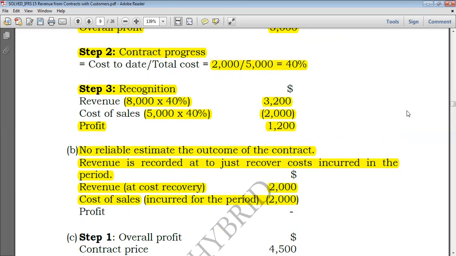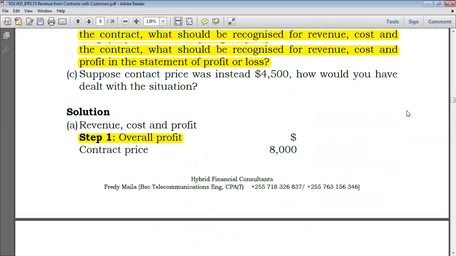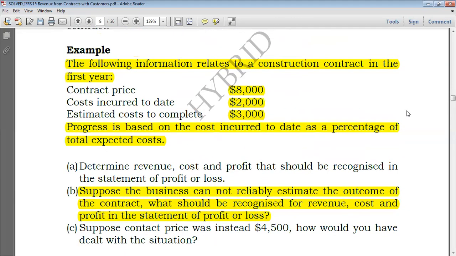So you have to be very careful when you meet something like that. All right, and now let's go to the last point here. C. Suppose the contract price, or maybe we can just do this in the next slide. Let's just go for this in the next slide. It becomes much simpler.